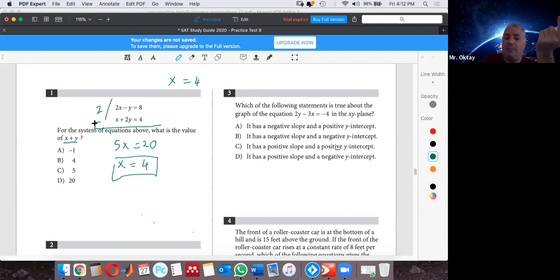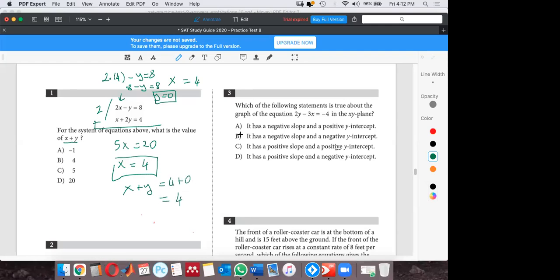Question is find x plus y. So just take this 4 and put it here, for example. 2 times 4 minus y is 8. 8 minus 8. So y is equal to 0. So x plus y is 4 plus 0, which is 4.